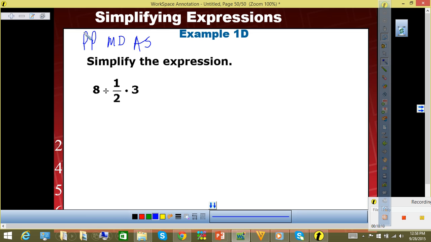So we have grouping symbols. Yes, but we can't do anything about it. Powers, no. Multiplication, division, yes, I'm going from left to right. I'm going to focus on this one. 8 divided by 1/2 becomes 8 times 2 over 1. Is that correct? So this becomes 16. Bring down the multiplication at the end. This becomes 48.